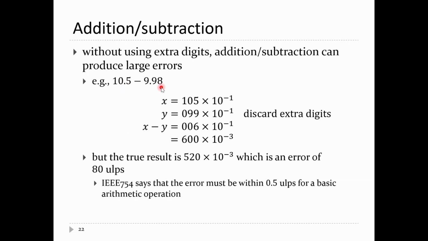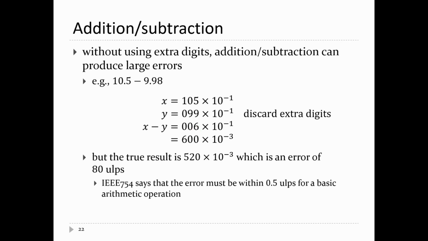So I have the value 10.5. I would like to subtract 9.98. Subtraction works the exact same way as addition. Take the 10.5; that becomes 105 times 10 to the minus 1. Write out the 9.98 in your floating point format, but make sure the exponent is the same as the larger of the two values. So 10.5 is greater than 9.98, so when I write out 9.98, I want to use 10 to the minus 1 as my exponent. No extra digits, so when I write it out, it's 99.8, so you throw away the 0.8. Now compute the difference. That's just 6 times 10 to the minus 1.